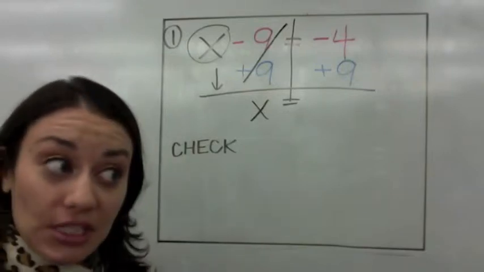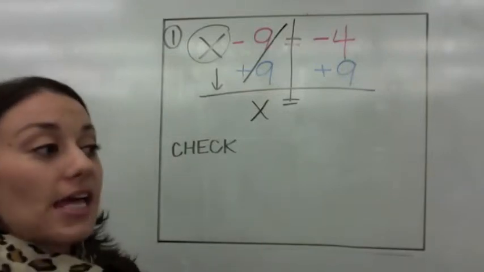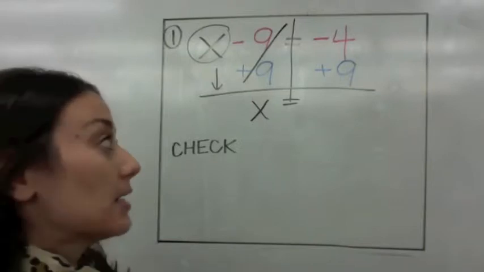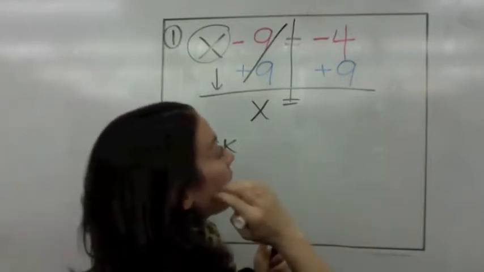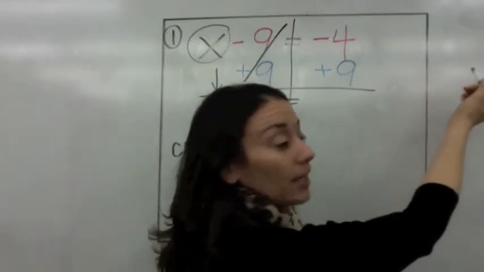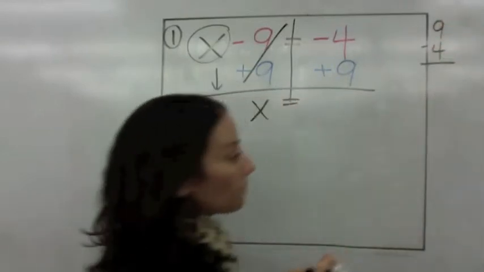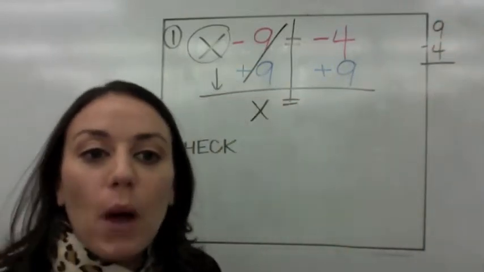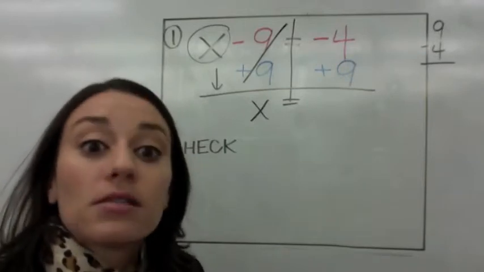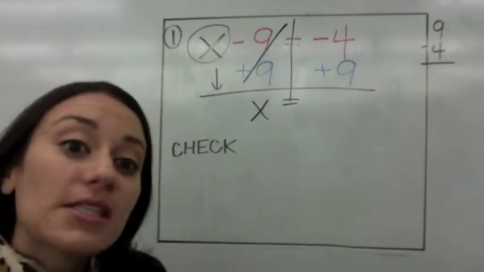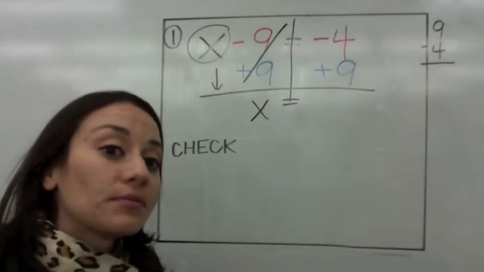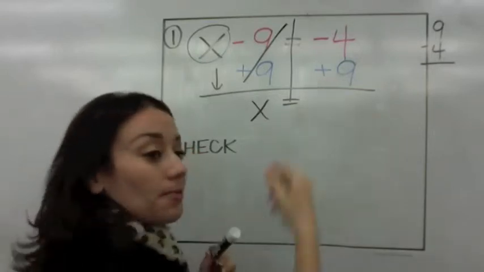Do they have different signs here? Yes. So you say different signs, subtract. You're going to keep the sign of the higher number. So I'm just going to write it on the side right here. You're really talking about 9 minus 4. What's 9 take away 4? It's 5, right? And what's the sign of the higher number? It's 9, and 9 is positive.